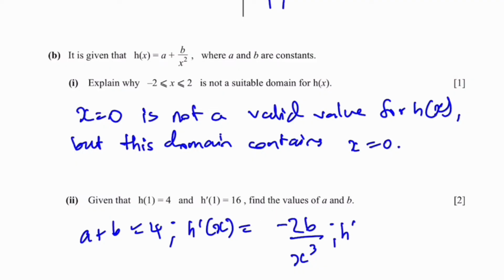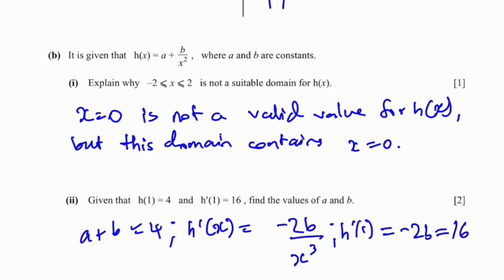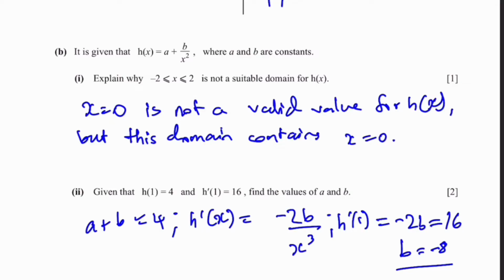Now h prime of 1 is just going to be minus 2b, because x cubed is 1 cubed, which is just 1. So negative 2b is equal to 16, and therefore b equals negative 8. Now we know what b is, so we can substitute this into a plus b equals 4. So a plus negative 8 is 4, and therefore a is equal to 12. And this will be our answer.